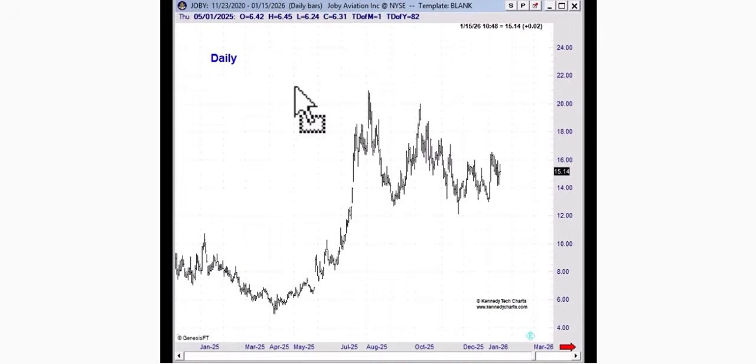And this is Joby Aviation, ticker symbol JOBY. And again, I thought, how do I start with this price chart? Well, this advance, again from the April low, is pretty decisive. Lots of little price gaps. We see prices move very, very far in a very short period of time. So this is clearly an impulsive structure.